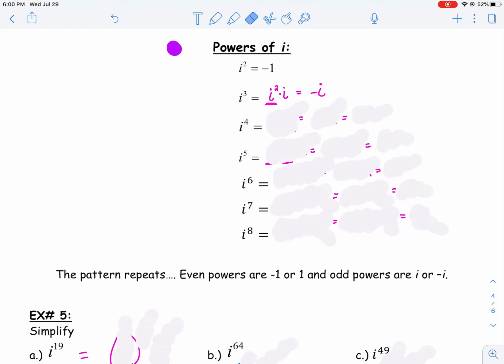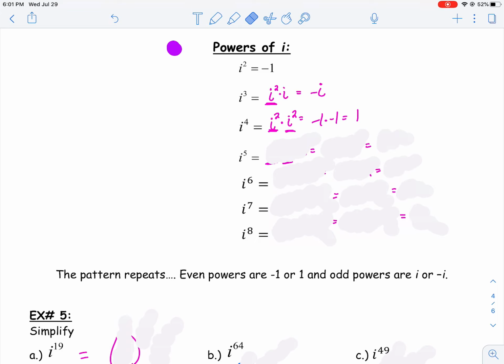Okay, what about i to the 4th then? Well, if we use that same idea, i to the 4th is the same thing as i squared times another i squared, right? There's 4 of them. And if we know that i squared is equal to -1, well then, i squared times i squared is the same thing as -1 times -1, which is just +1. So i to the 4th is equal to +1.